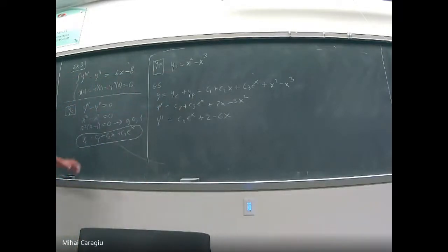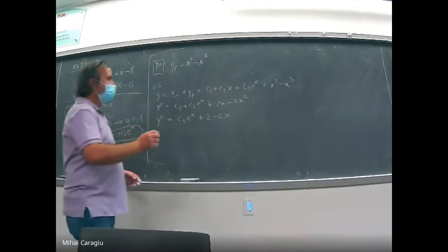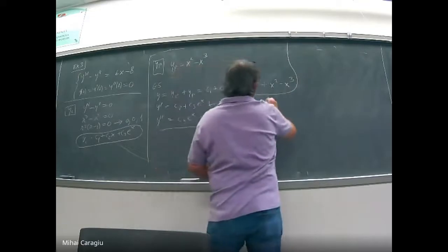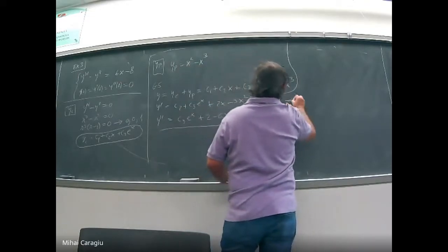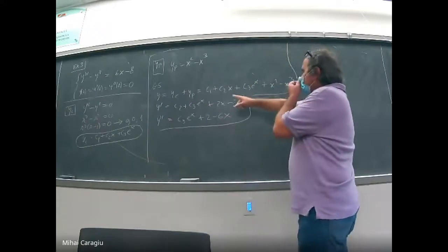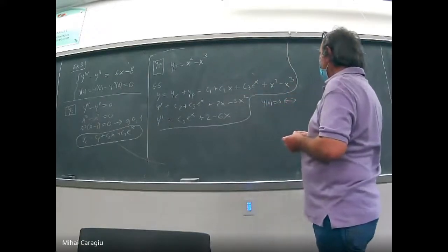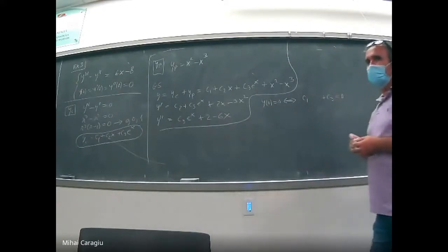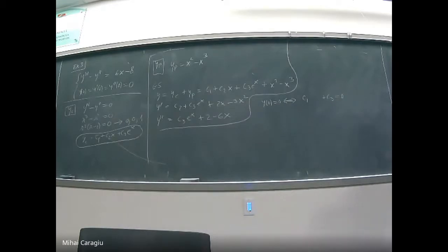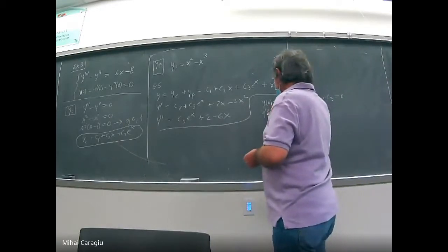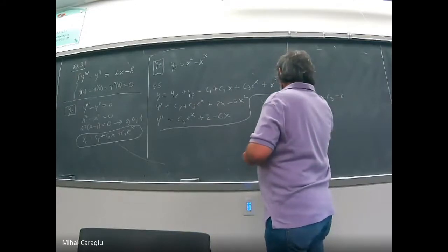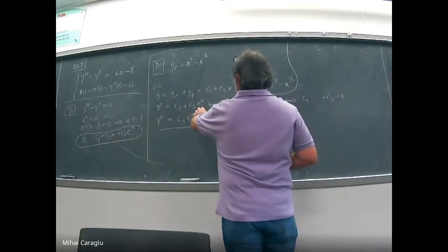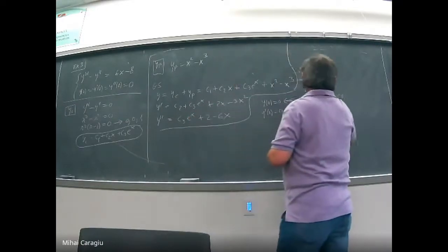Now let's translate each initial condition. y of 0 equals 0 means what? If we set x equals 0, we get C1 plus C3 equals 0. Are you guys okay with that? y prime of 0 equals 0 means what? C2 plus C3 equals 0.